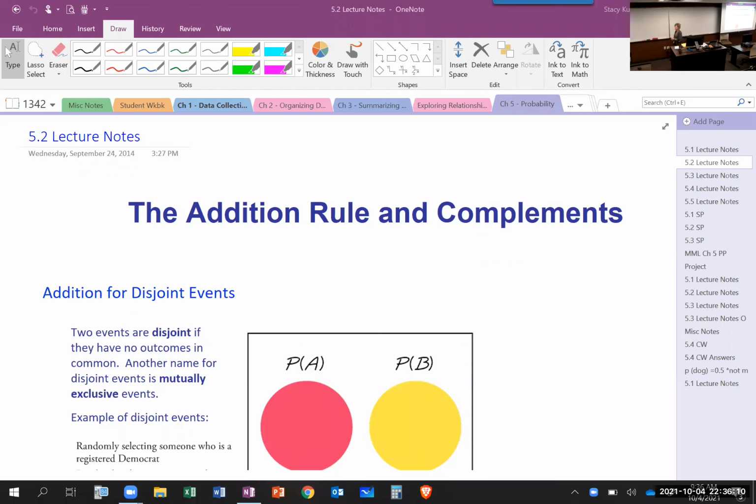Okay, so let's go ahead and get started. We are going to basically finish up our chapter on probability today. So we're really just going to finish covering 5.2. We'll get into and finish section 5.3 and then we'll be done.